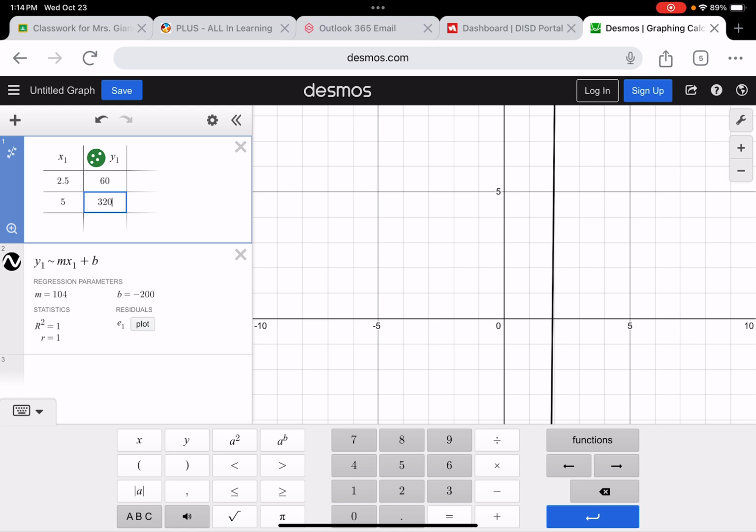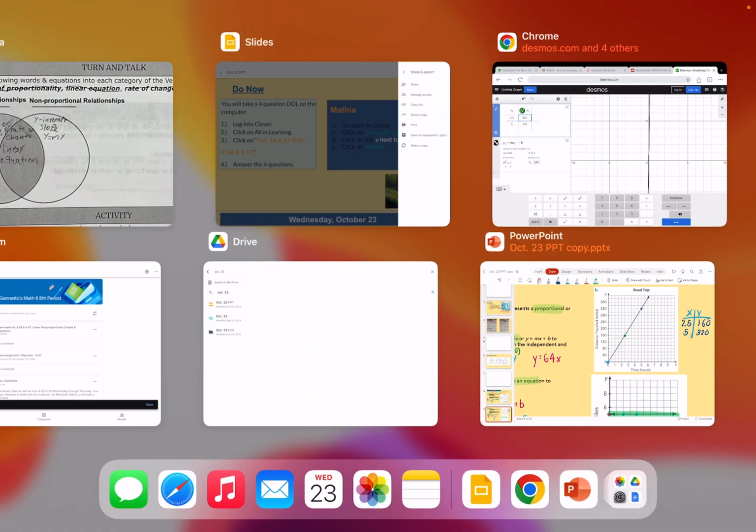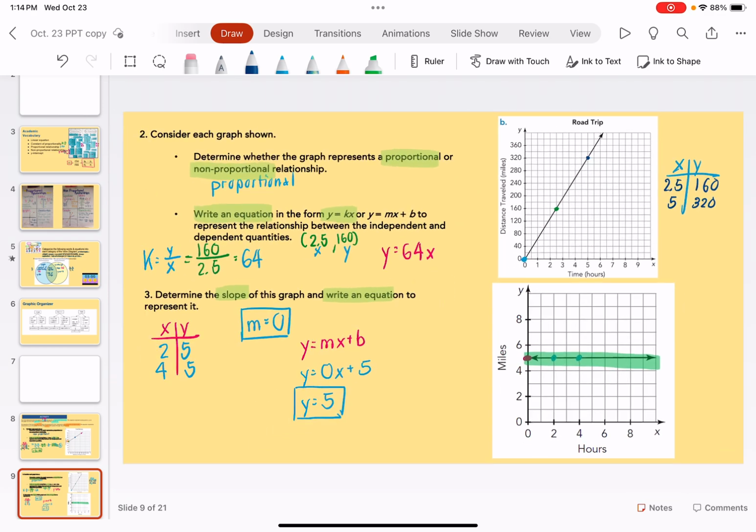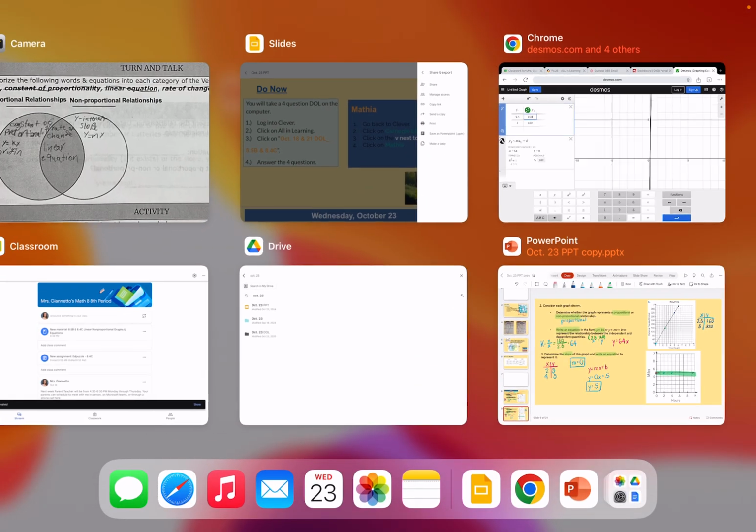And then here, I can see that my m, or my slope, is 64. So that matches what we found up here. M is 64. And then if we look at our y-intercepts, b is equal to 0. So anytime b is equal to 0, that means that this is a proportional relationship. So if our y-intercept is 0, it goes to the origin, it's proportional.